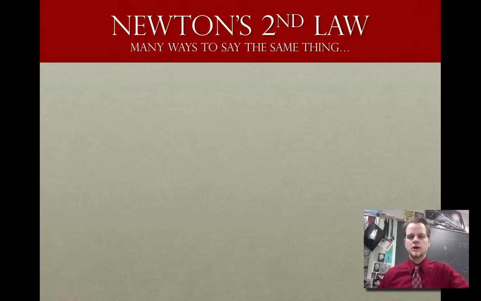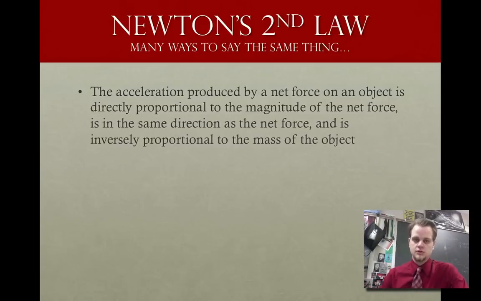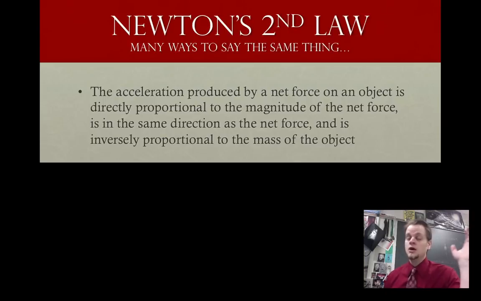I'm going to give you many ways to say the same thing. First of all, this is the more mathematical yet linguistic way of saying it. The acceleration produced by a net force on an object is directly proportional to the magnitude of the net force, is in the same direction as the net force, and is inversely proportional to the mass of the object. Sounds like a mouthful, but if we break it down, it's actually pretty easy to understand. So, let's break it down.